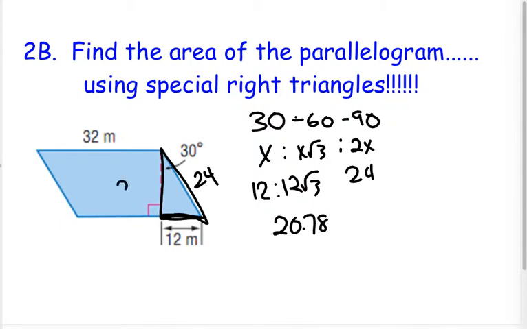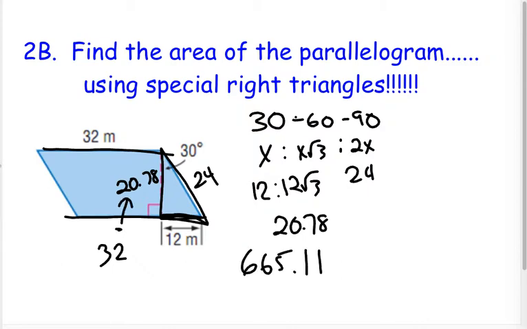So that makes this 0.78. So my base is 32 times that, multiplied by this, and I get 665.11 meters squared.